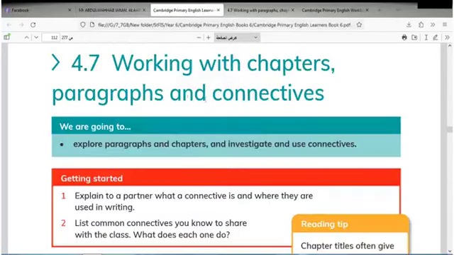Today we are going to deal with 4.7, Unit 4, Lesson 7, working with chapters, paragraphs, and connectors. This is English as a first language. I'm teaching Checkpoint Primary, Cambridge International.